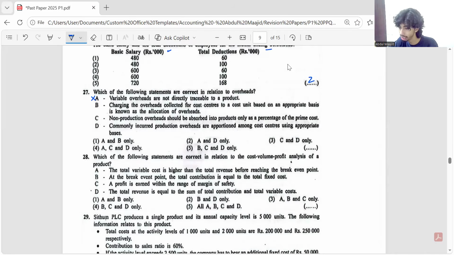B, charging the overhead collected for the cost center to a cost unit based on an appropriate basis is known as allocation of overhead. Wrong. Allocation of overhead is when the overhead for each department is directly given. Dividing the overhead to cost centers based on appropriate basis, like electricity, or dividing based on kilowatt hours and all that, are called apportionment. So this is also wrong.